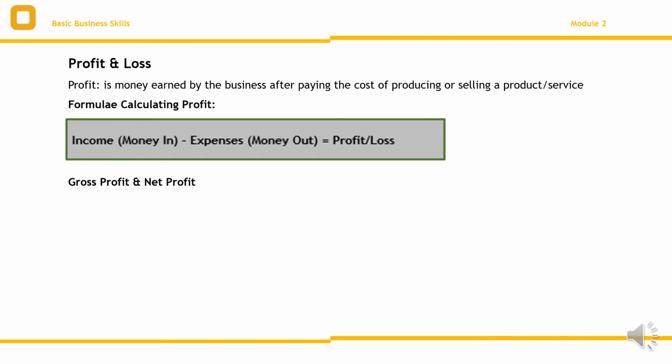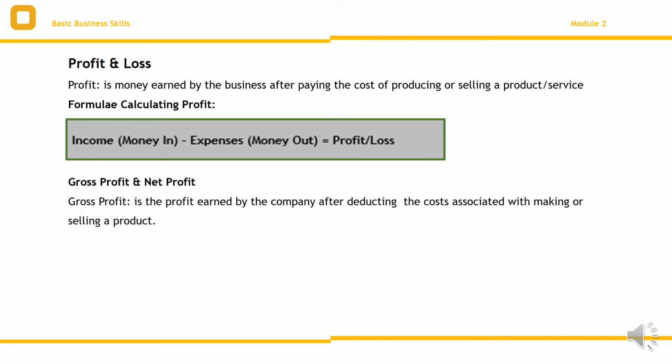So there are two types of profits that we need to be able to calculate as business owners or as entrepreneurs. We need to understand how to calculate gross profit, and we need to understand how to calculate net profit. So what is gross profit? Gross profit is the profit that is earned by the company after deducting the costs associated with making or selling a product or a service.